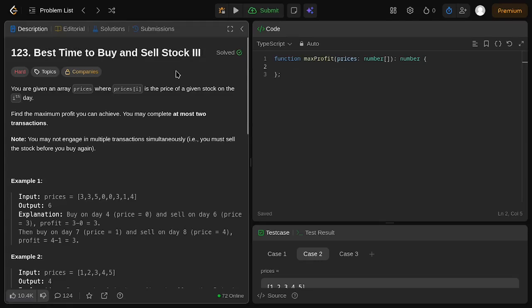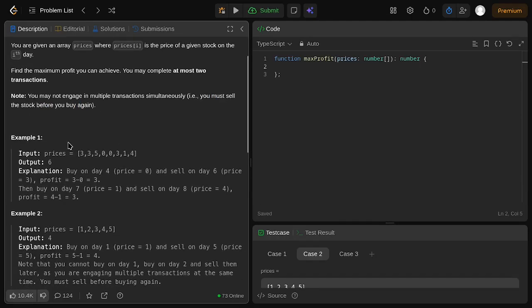For this particular challenge, we are given an array of prices where the price at a certain index is the price of a given stock on a certain day, and we need to find the maximum profit we can achieve. We may complete at most 2 transactions in a sequence, and we might not engage in multiple transactions simultaneously, for example, we must sell the stock before we can buy again.